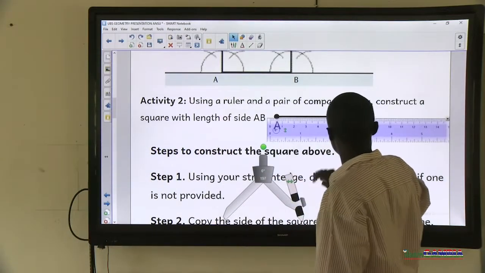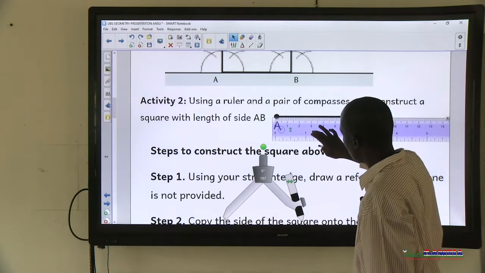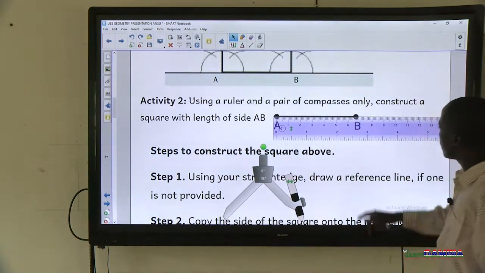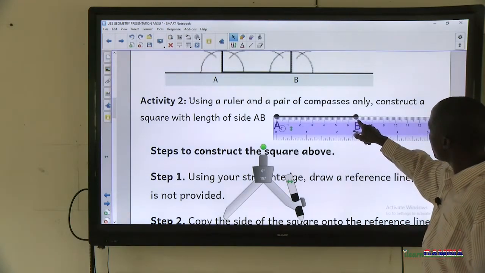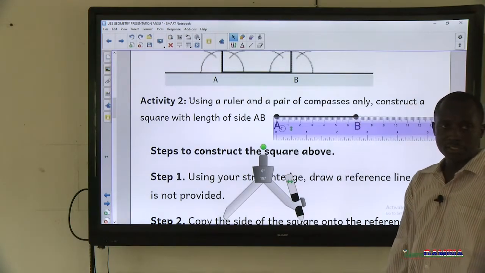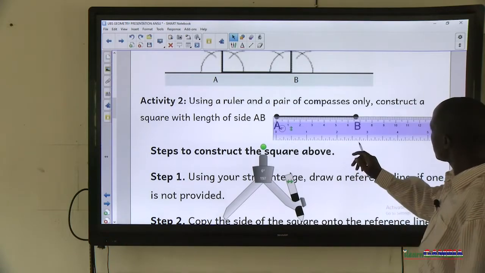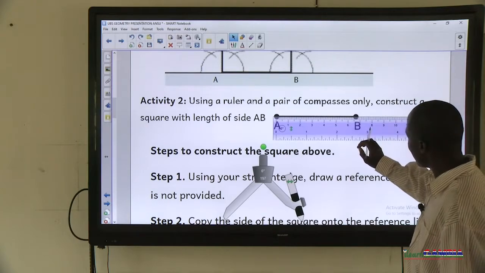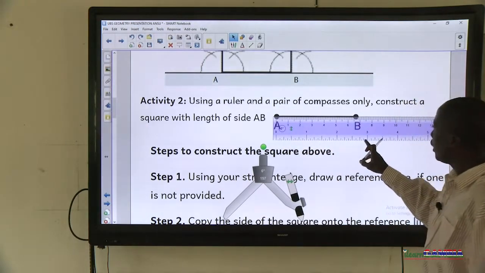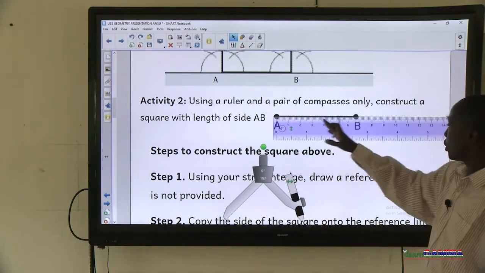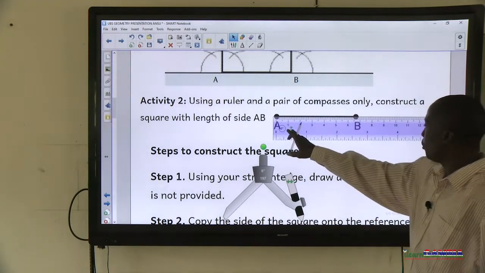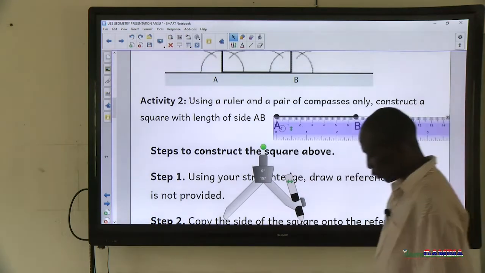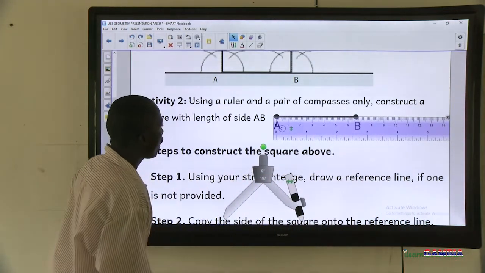Now we try to measure this distance. You can see it is about 6.56 centimeters. That's what we take. Now the distance AB was not given to us. It was just the line that was given. So we measured, it is 6.56 centimeters. That is what we use to do our construction.